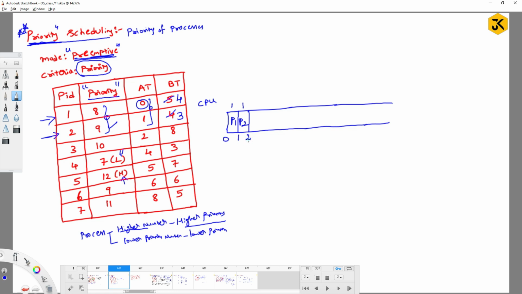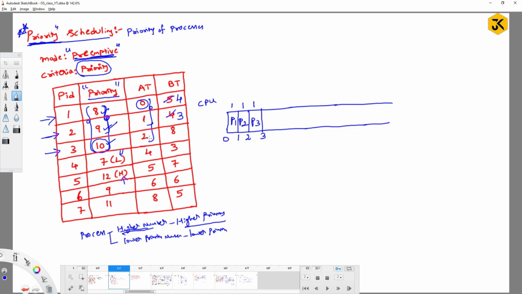By the time of 2 units, one more process is added into the ready state. Now, by the 2 units completion, the priorities of the processes are 8, 9 and 10. Which has the highest priority? Definitely P3, because it is the larger number, and a higher number has higher priority. So now it will get 1 unit of time, done by 3.